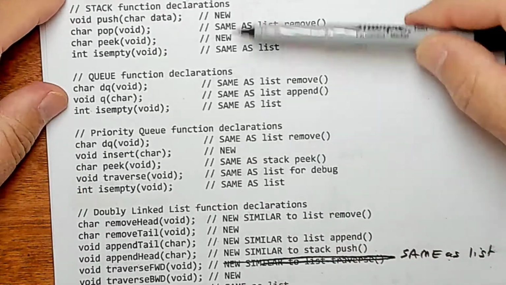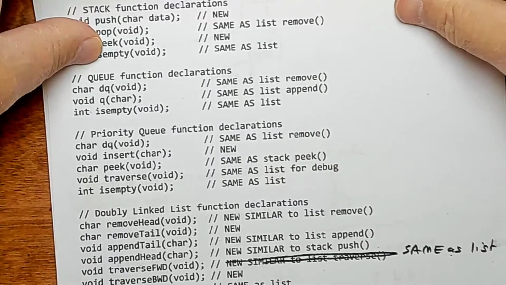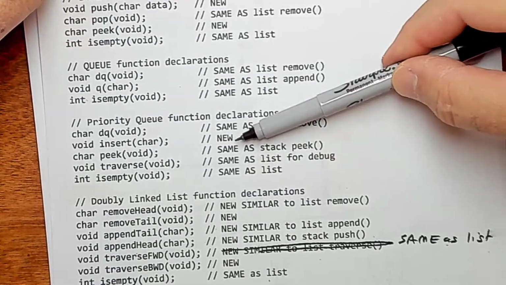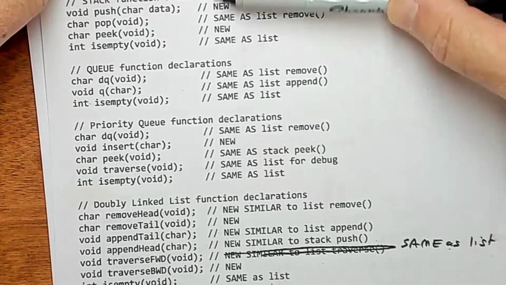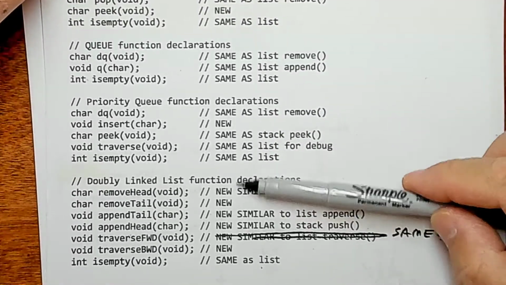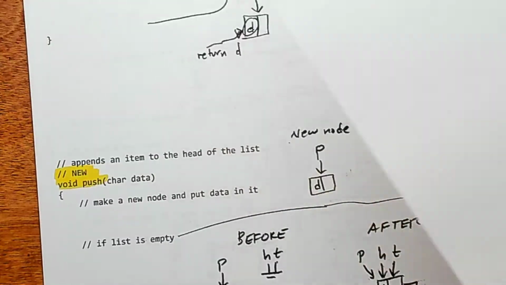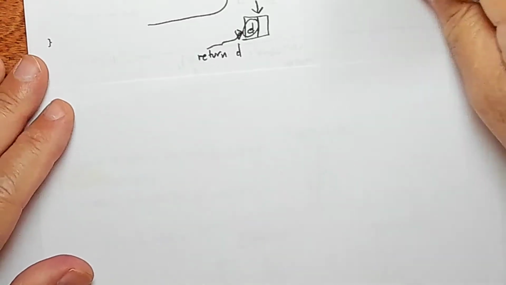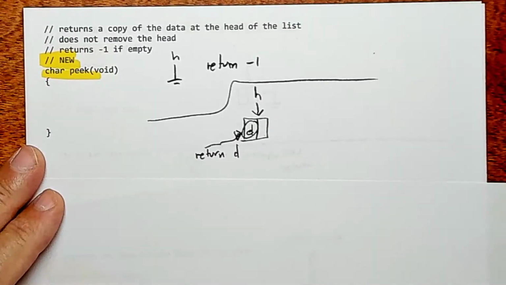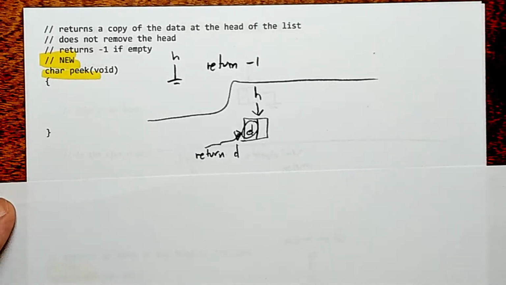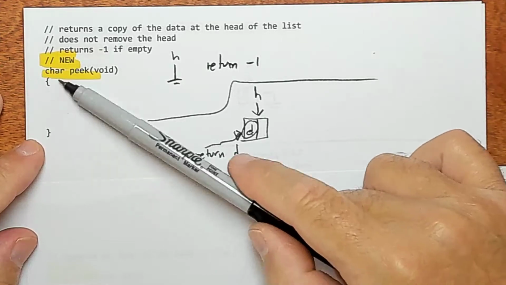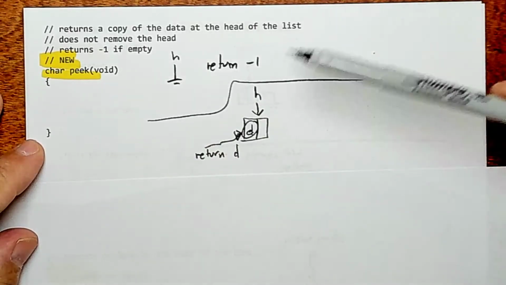Okay, so to help you with these, I've got some diagrams that I'd like to go through with you. So push is new, peek is new, and insert is new. Let's study those in a little detail, and then I think you'll be able to figure out these. Okay, so what is peek? That's a new function you gotta write. I didn't want to give you the code, so I gave you the prototype. That is an empty function, and then I give you this little picture here.